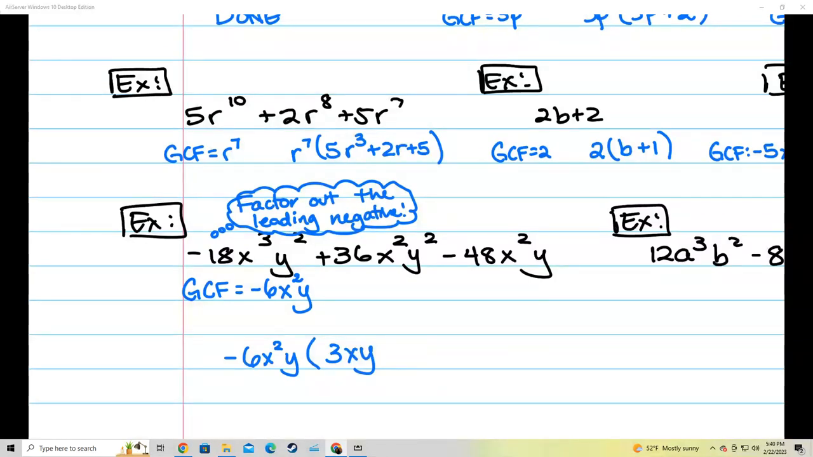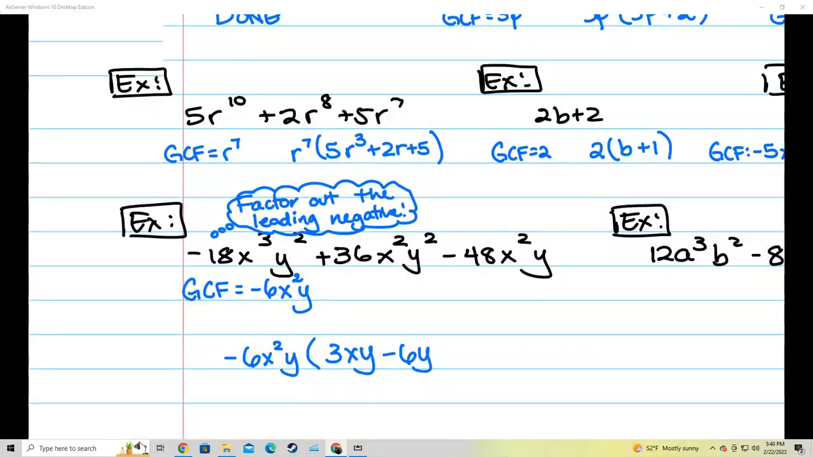Moving on. For the next one, I'm starting with the negative 6, and I'm trying to end up with a positive 36. That means I need another negative 6. So when I go negative 6 times negative 6, it gives me that positive 36. I'm with an x squared, and I'm trying to get to an x squared. I don't need anything there. I'm with a y, and I'm trying to get to a y squared. That means I still need another y.